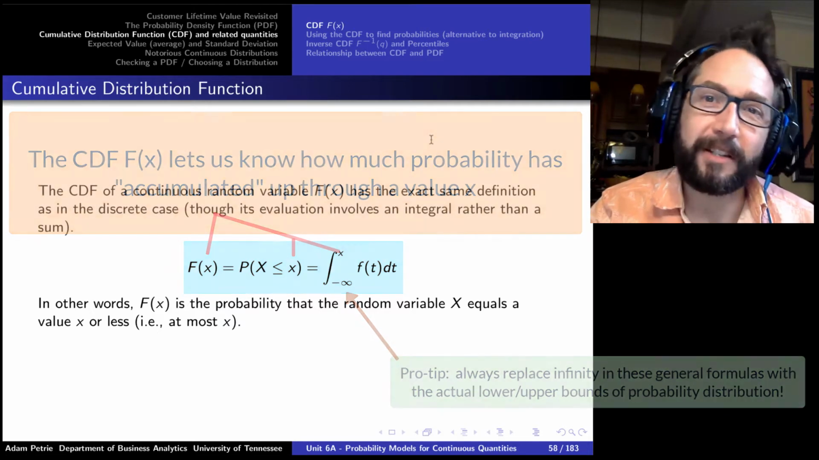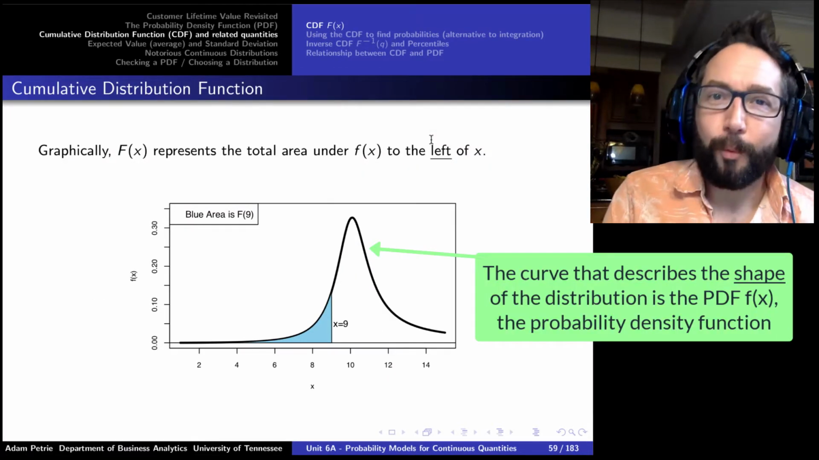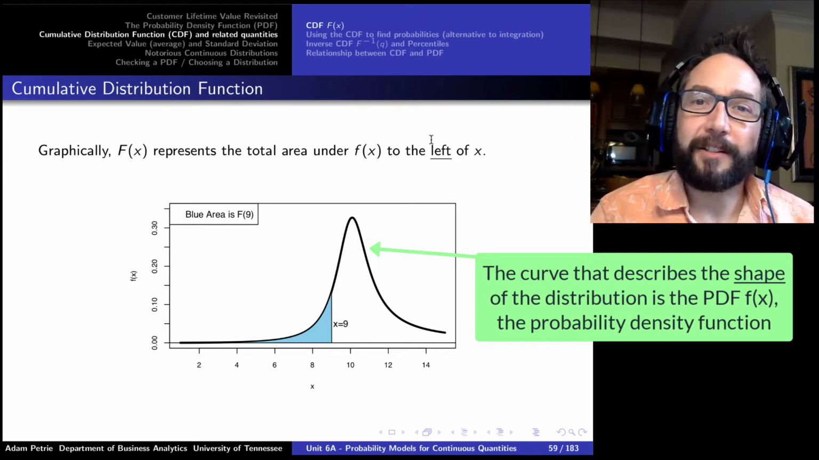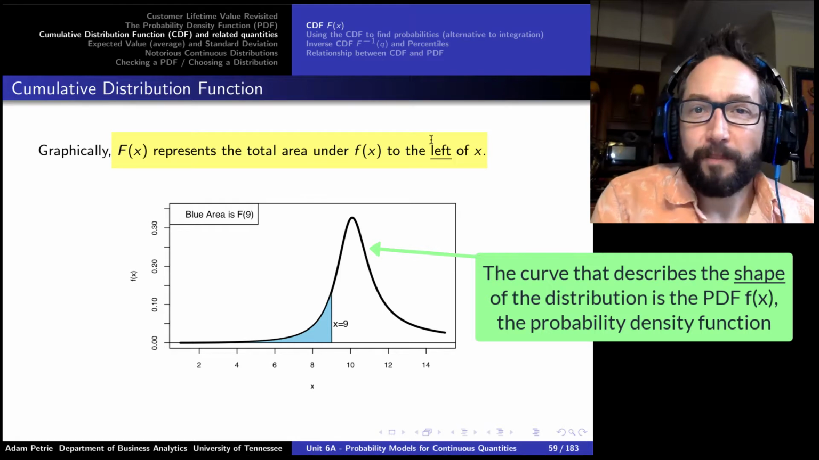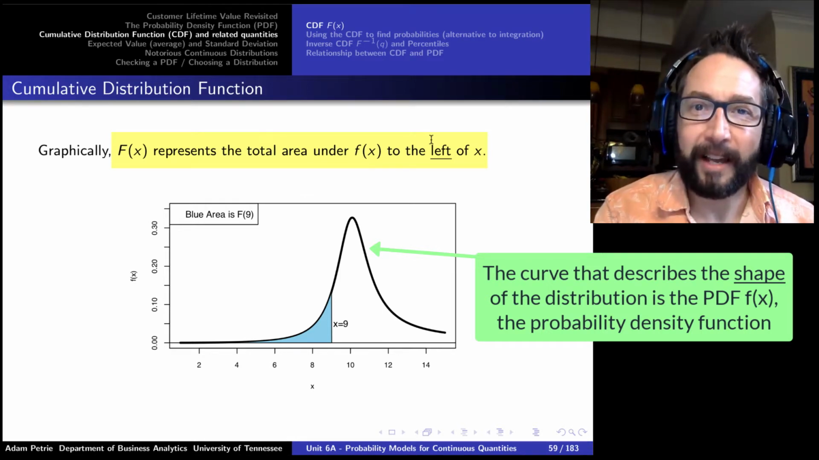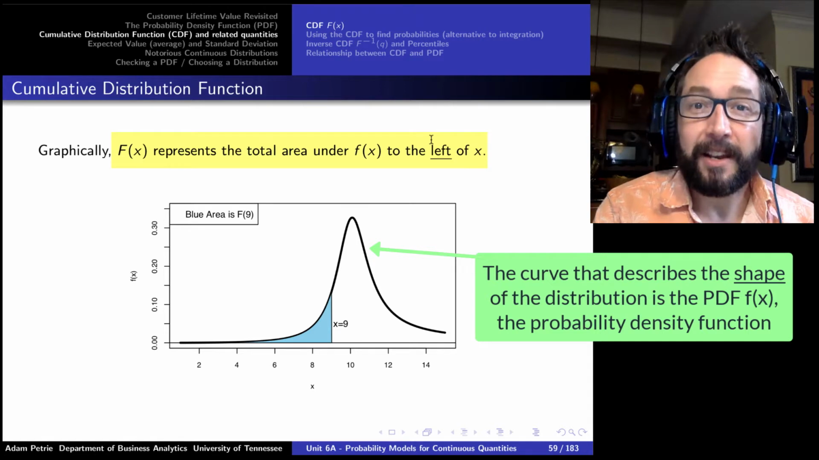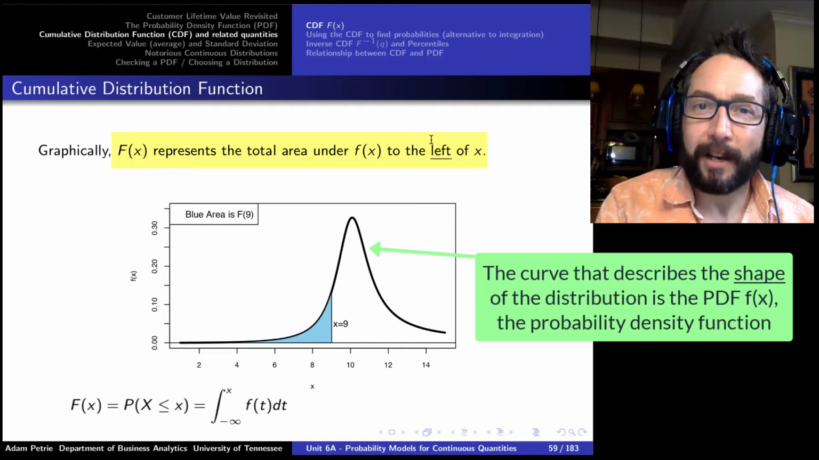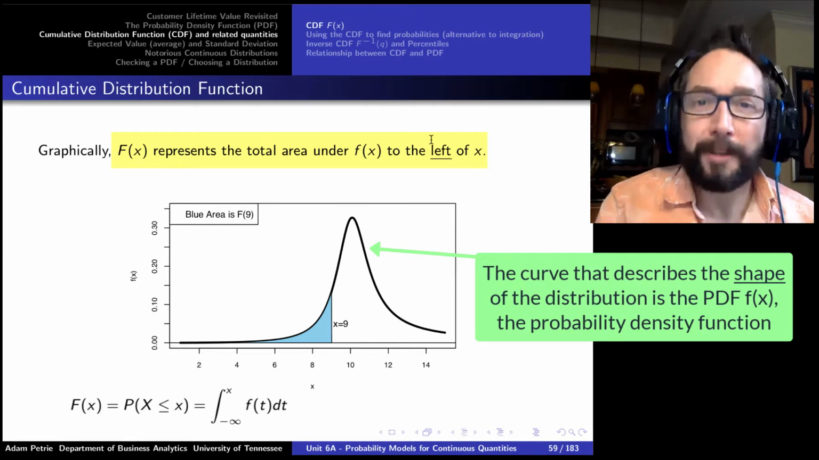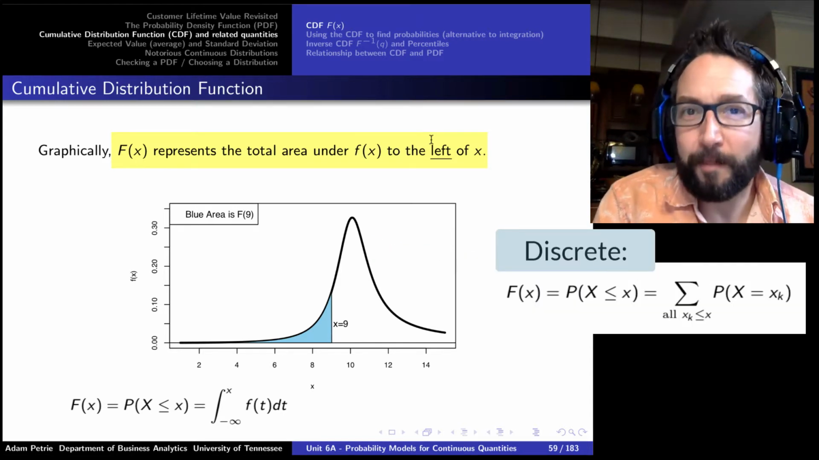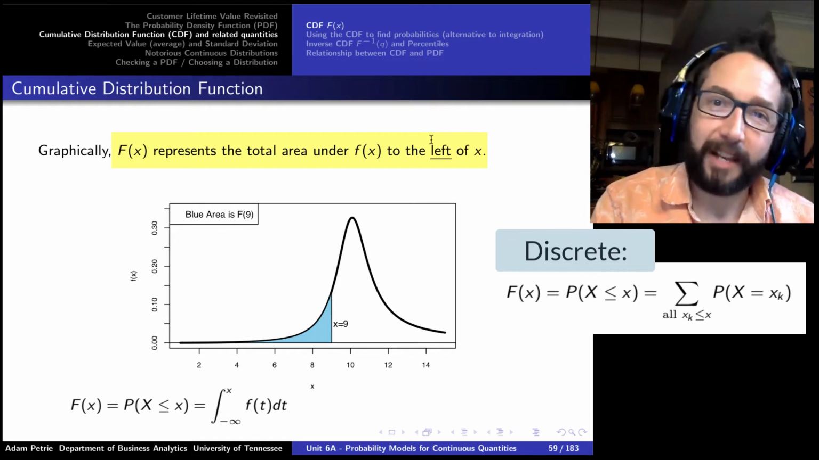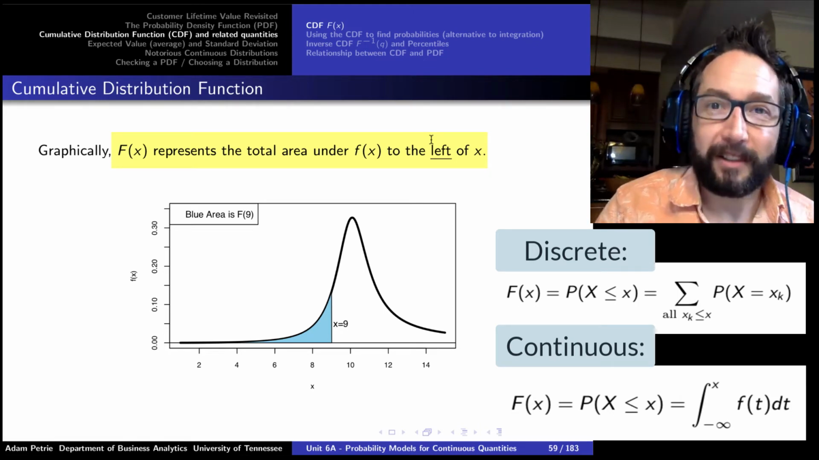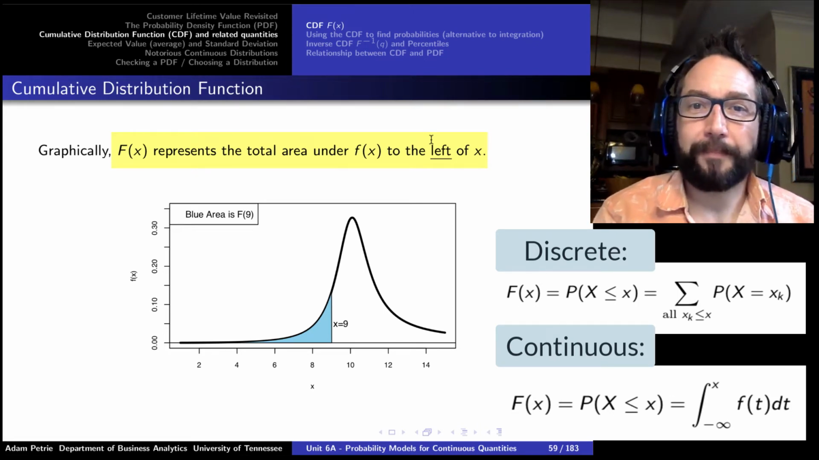So graphically, what does this represent? Well, if we draw what our probability density function looks like, the CDF is simply the area to the left of little x. So capital F evaluated at little x is the area to the left of little x, that integral from the lowest possible value of our random variable up to and including little x. Computationally, we're just replacing the sum, which we saw in the discrete world, of all values less than or equal to little x, with the integral, the area under the curve, over all values less than or equal to little x.